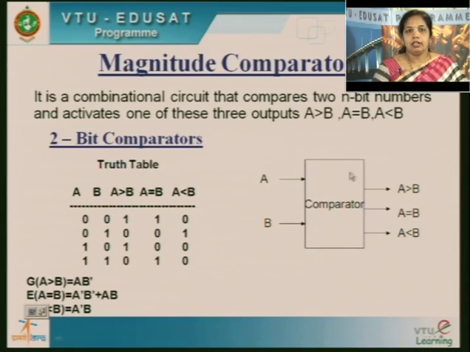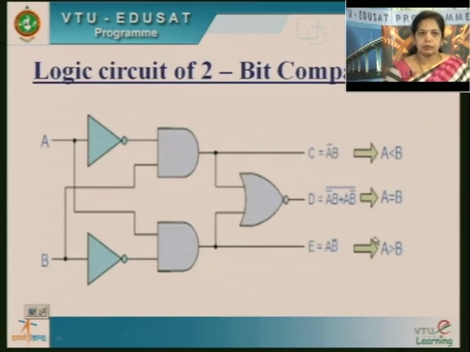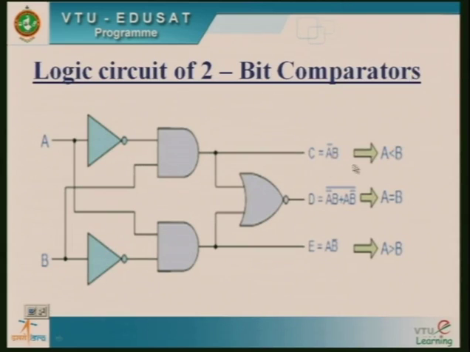So this is a block diagram of a 2-input comparator which checks the A and B bits for equality, greater than and less than. This is the logic circuit. We have generated 3 equations from this. It is A complement, I will be using an AND gate and OR gate, and finally the NOR gate for equality.